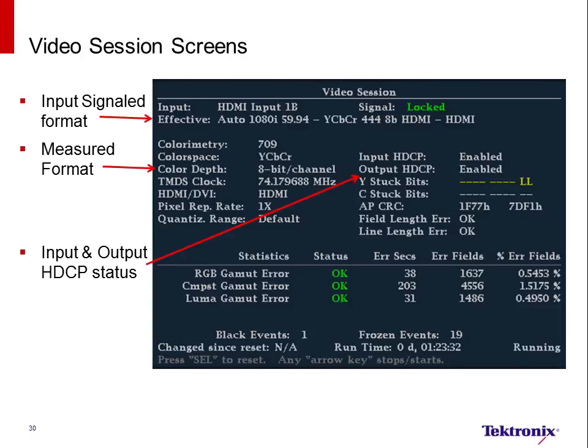Looking at the screens off of the waveform monitor, the video session screen will tell you what the effective input signal is, whether it's YCbCr or whether it is RGB, tell you the colorimetry, the measured format, whether the output or input was HDCP'd or not, and then also tell you the status of the signal as far as gamut compliance for RGB, composite, and luminance, and record those off into a log file for further investigation if needed.